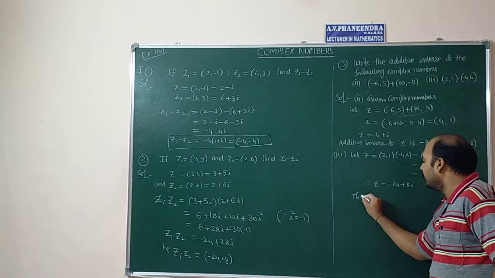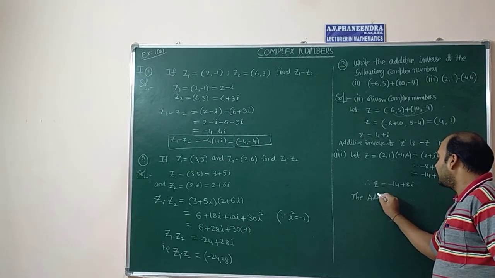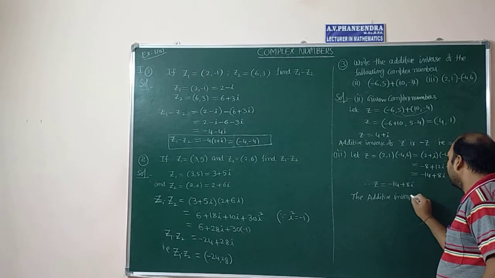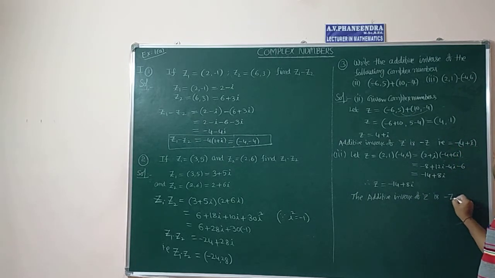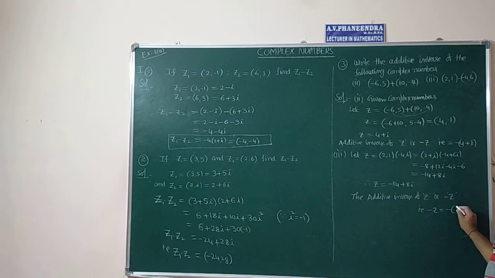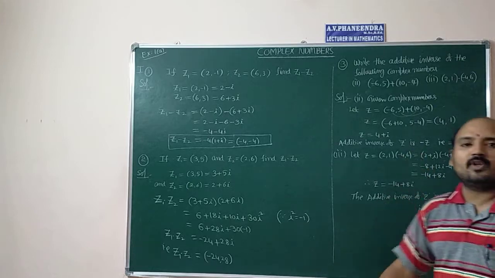Therefore, the additive inverse of z is minus z, that is minus z is equal to minus of minus 14 plus 8i, minus z is equal to 14 minus 8i. Like this you have to give the answers.